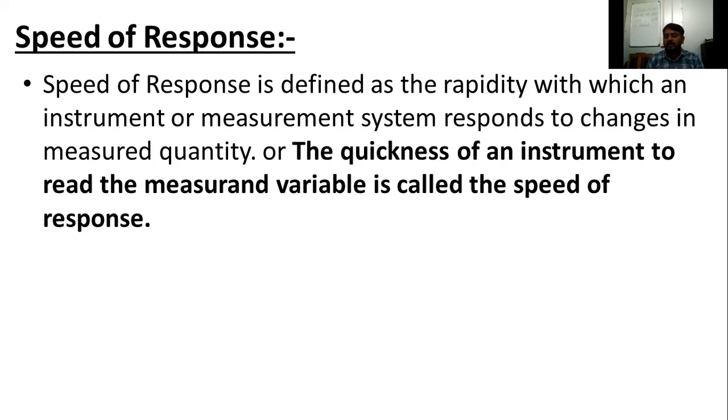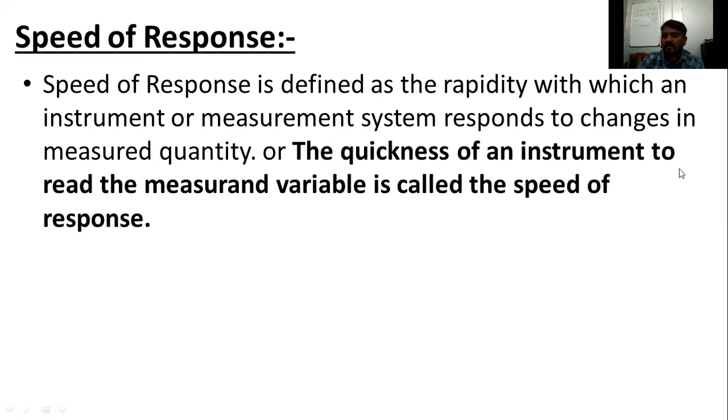Like a measuring instrument, suppose we give a 10 volt supply, but the measuring instrument does not show the 10 volts immediately. It takes some time, 3 to 4 minutes, which means that is not quickness. The speed of response is very low. As I increase 1, 2, 3, the instrument should show the reading. That is called quickness of response, that is called speed of response.